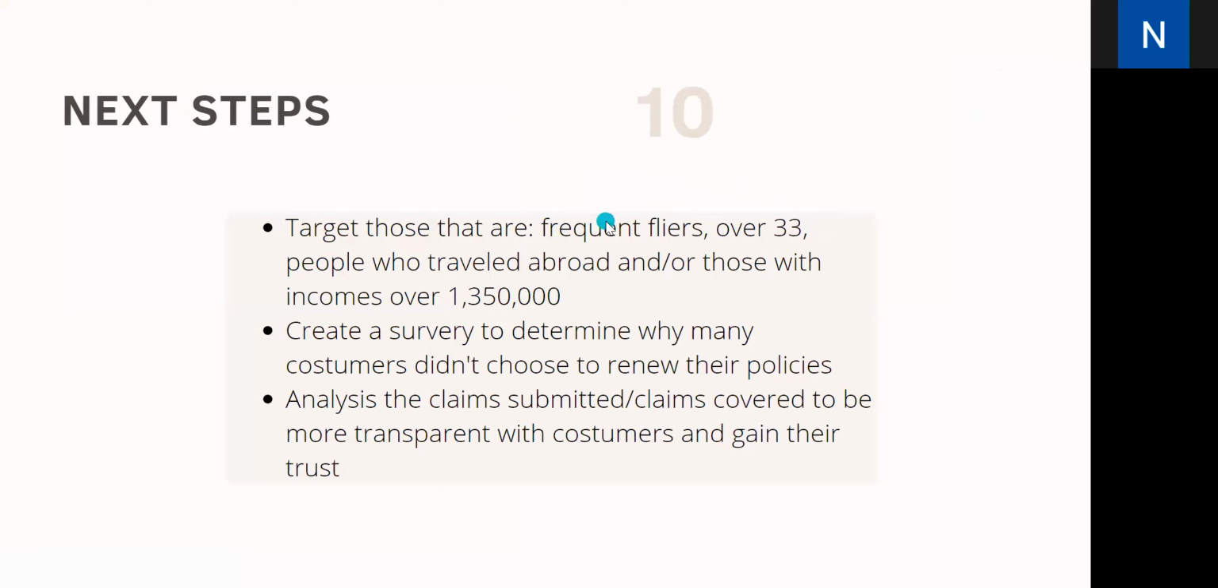So again, those that are frequent flyers, those over 33, those that travel abroad, and those with income over 1,250,000 rupees. It was also interesting to note that in the data that was provided to us, the highest age was 35. So we want to see if we can find some older people, because it seems to be that the older you get, the more likely you are to buy travel insurance.